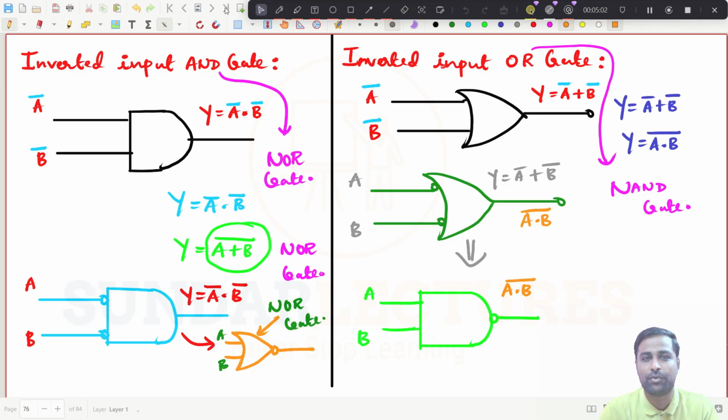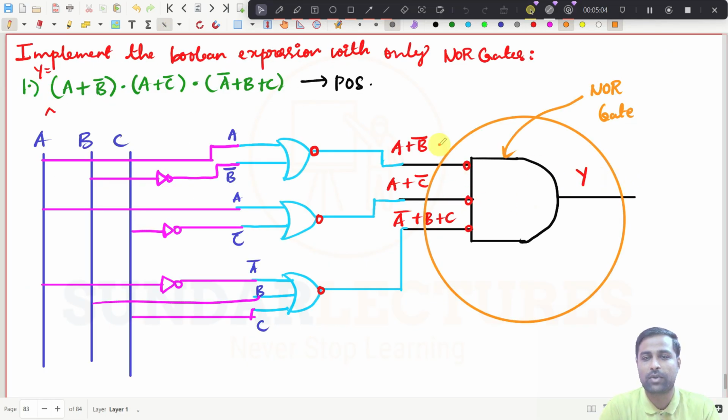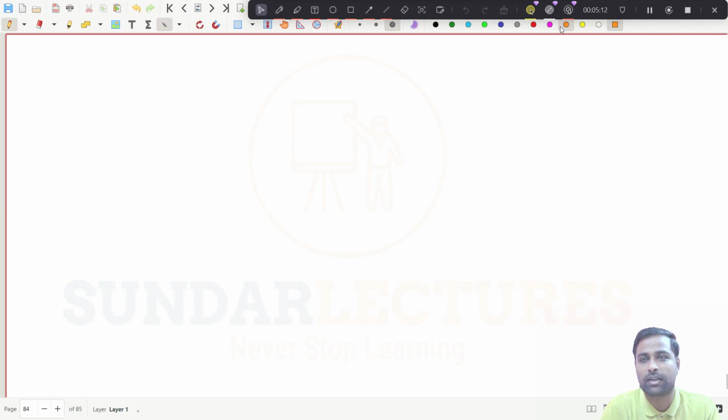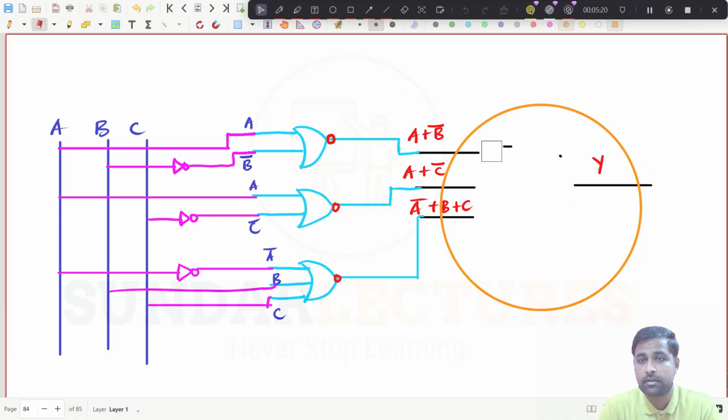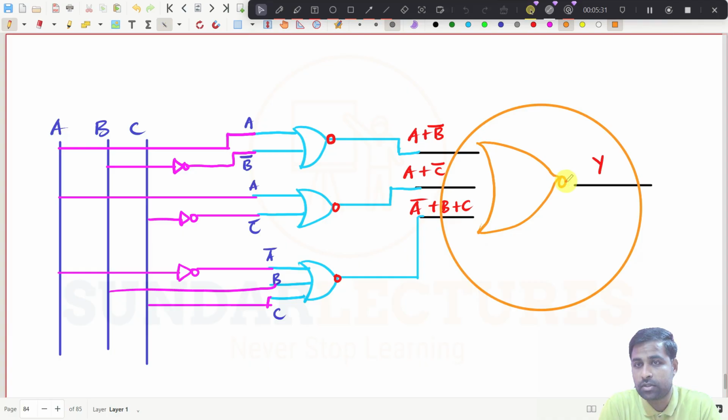I have already told you, right? So what you can do now? You can just replace this one with an OR gate, right? So I will rough it out, and anyhow I will take it to the next page to draw this one. I can just put an OR gate simply, because we have proved this one. So you can connect this one, and then this one. So now you see this is an OR gate, this is a NOR gate, NOR gate, NOR gate.